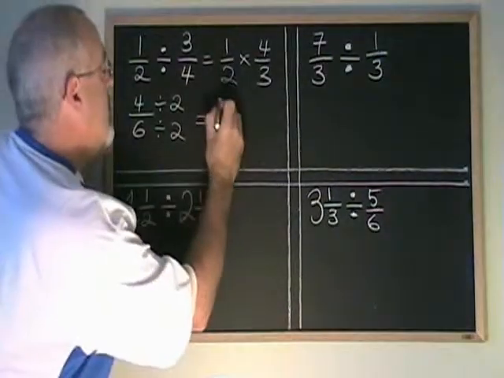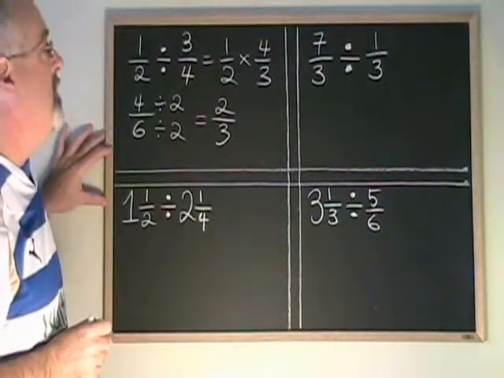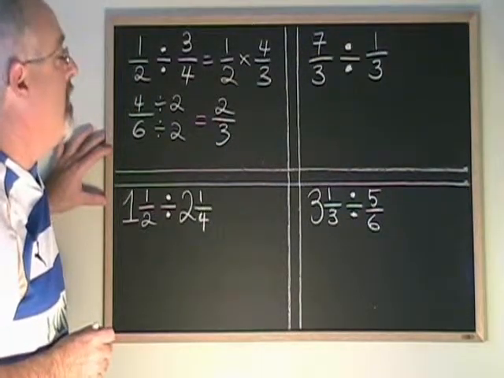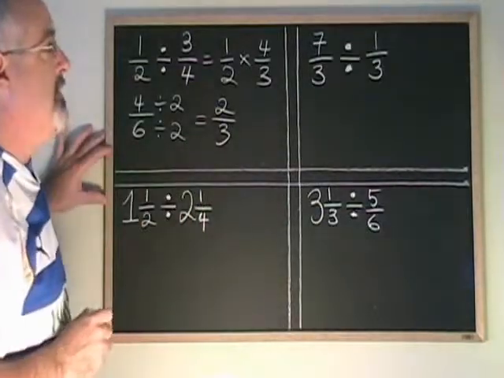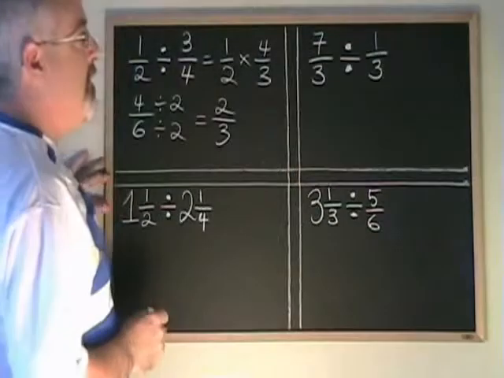4 divided by 2 is 2. 6 divided by 2 is 3. The answer to the division 1/2 divided by 3/4 is 2/3. Let's look at this one. 7/3 divided by 1/3.